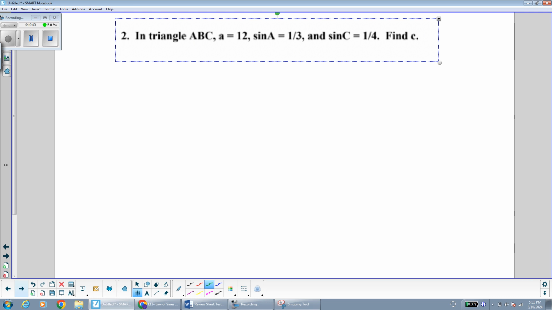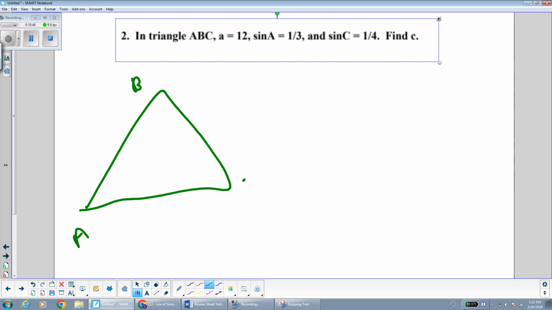Let's check out this one. So we have triangle ABC, where a is 12. Sine of angle A is 1/3, so be careful. Angle A is not 1/3. This is the whole sine of angle A. And sine of angle C is 1/4. So be careful. Angle C is not 1/4. It's sine of angle C that's 1/4. Find c. So let's set this up.